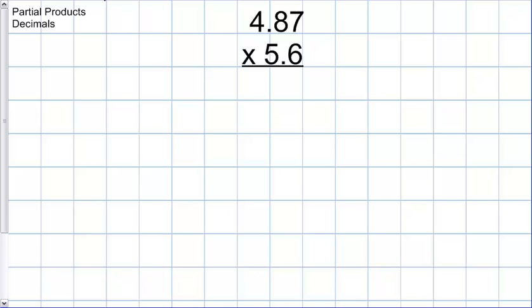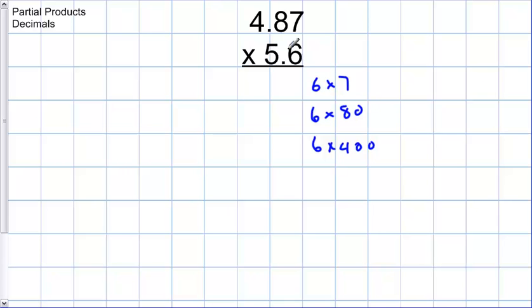Here's partial products with decimals. Now, what we talked about when we did the traditional method and the lattice method, let's forget about the decimal points until the very end. So again, I'm going to start off with my 6 times 7. I'm going to go to 6 times 80, and then 6 times 400.